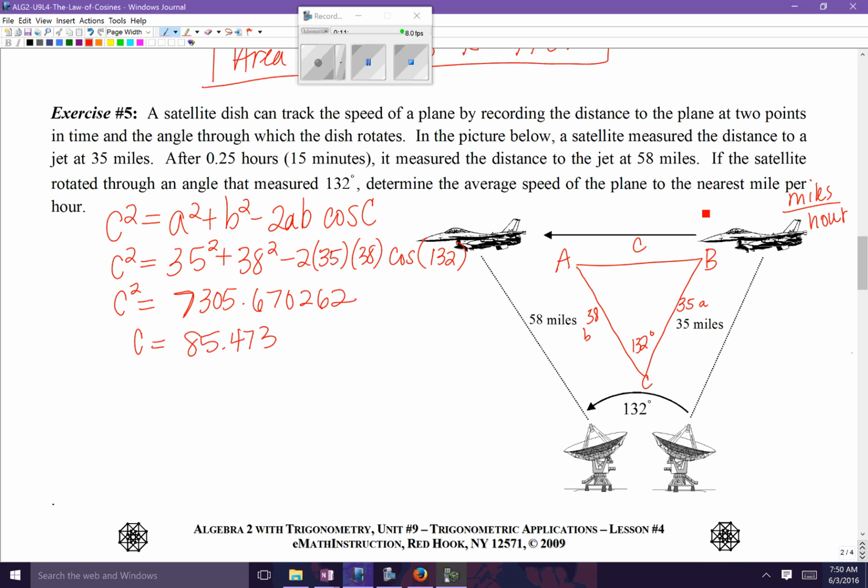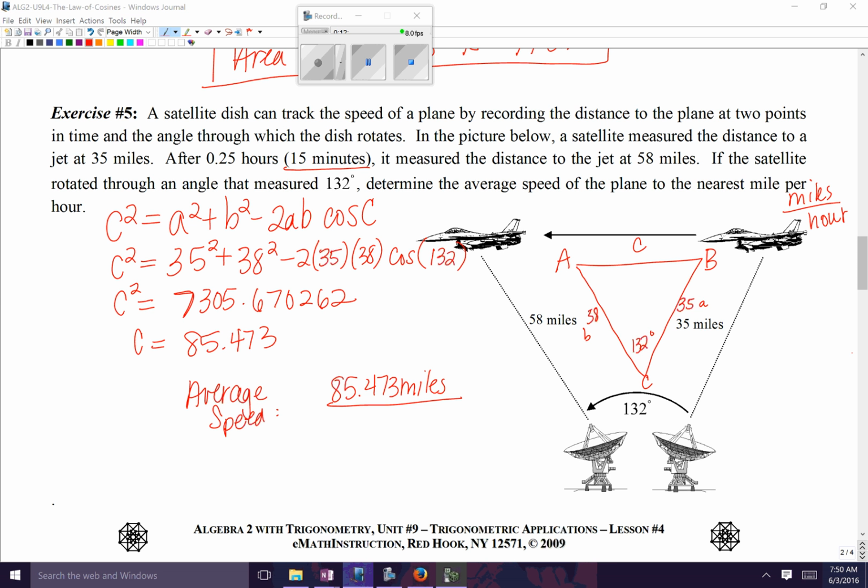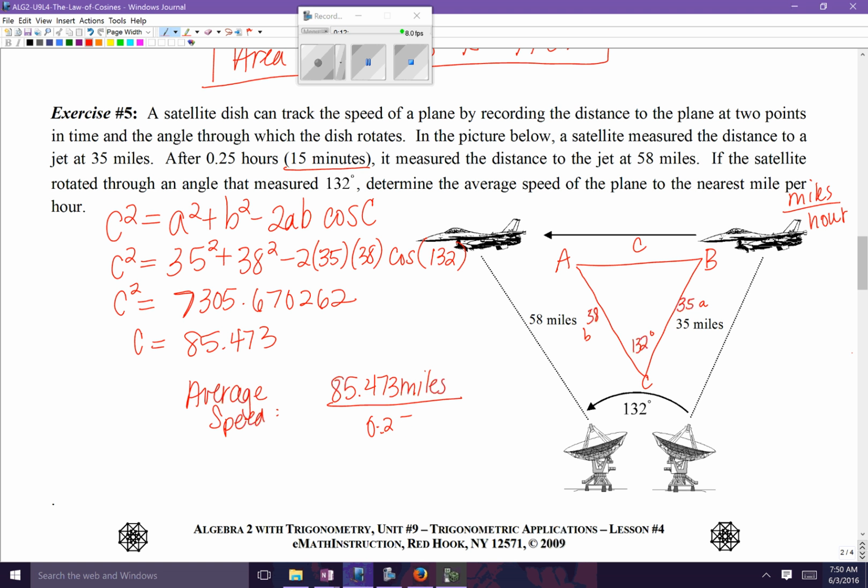All right, so let's go back to that question. Determine the average speed of the plane. Well, now I know my distance. I went 85.473 miles. But how long did it take me to go that 85.473 miles? Well, it told us in the question right here. So the average speed is going to be my miles per my hours, and if you look, it said 0.25. I don't want to use this one because that's minutes, so I'm going to use the hours one because I want miles per hour. And if you divide those, you get 341.892. And the question said to the nearest mile per hour. So this to the nearest mile per hour would be 342 miles per hour.